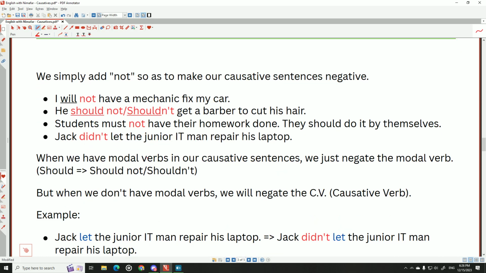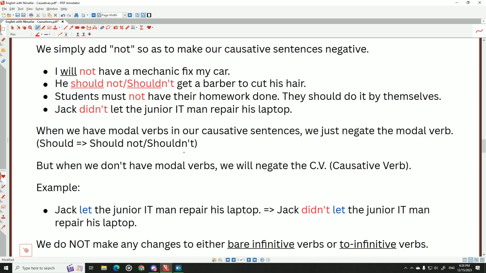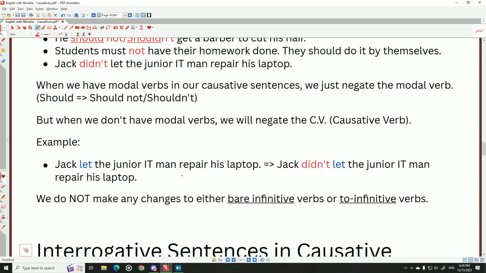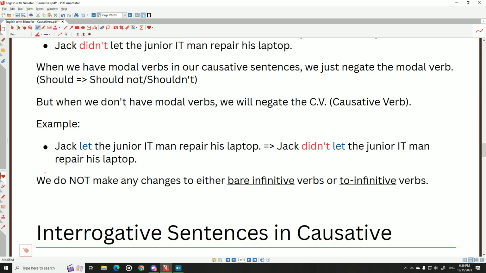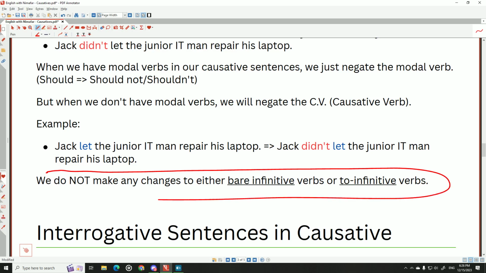When we have modal verbs, we negate the modal verb. It's very simple. I can swim, I can't swim. I should go, I shouldn't go. You may die, you may not die. But when we don't have modal verbs, we negate the causative verb: let, have, make, get. We never make any changes to either the bare infinitive or the to infinitive.